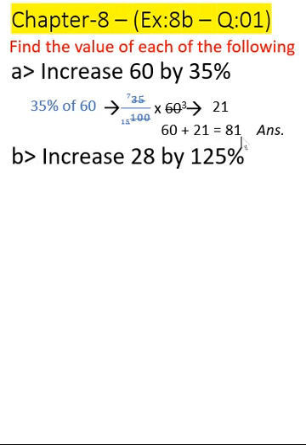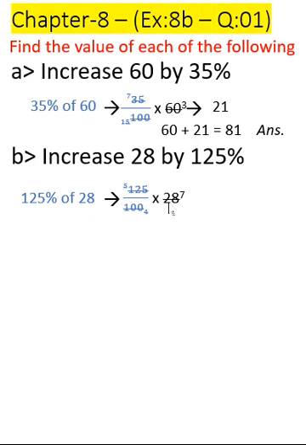Now part B, that is also increase 28 by 125%. Again we calculate 125% of 28. We write here 125% of 28. We convert this percent into fraction, like 125 out of 100, or we say 125 upon 100. So here again we read the table of 25: 4 times 25 is 100 and 5 times 25 is 125. So still 4 is remaining.